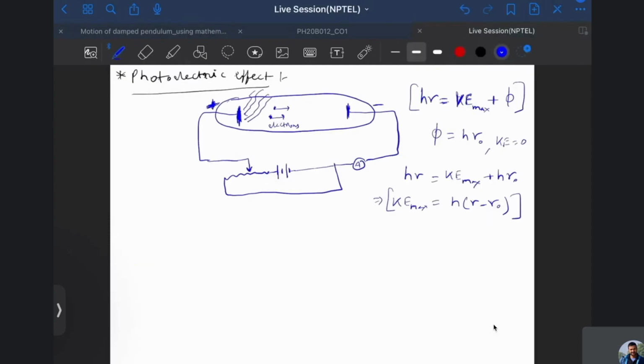So this photoelectric effect establishes the particle nature of the light. Okay, you can read it in detail in many standard modern physics books. For now, we need only this much. Then I'll discuss some concepts of atomic spectra.